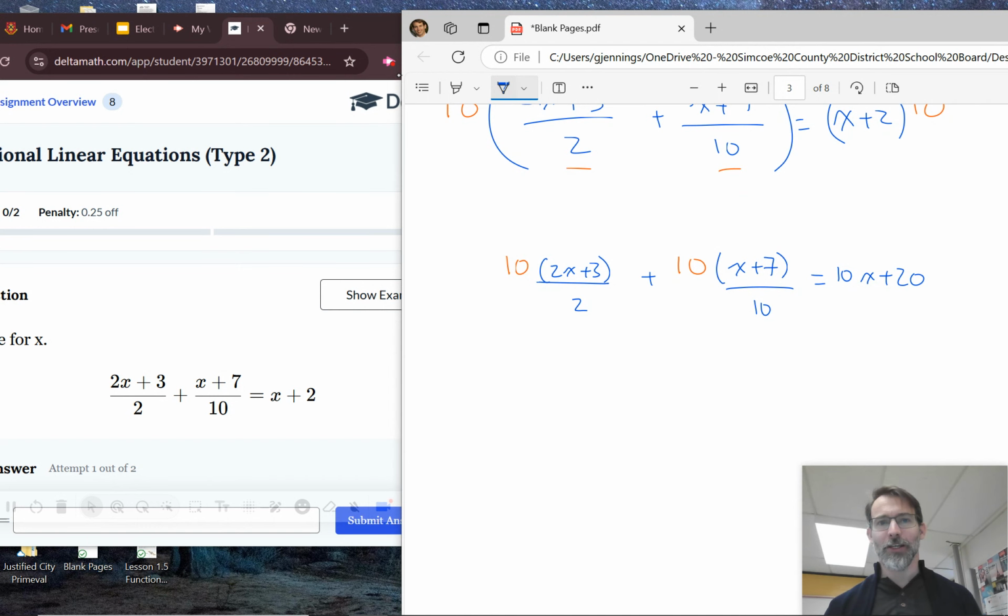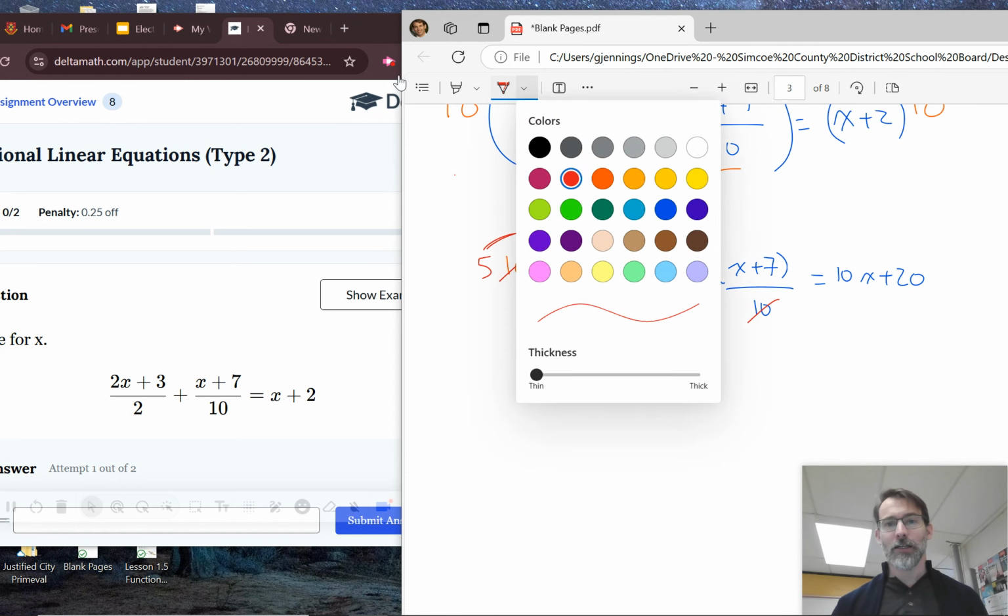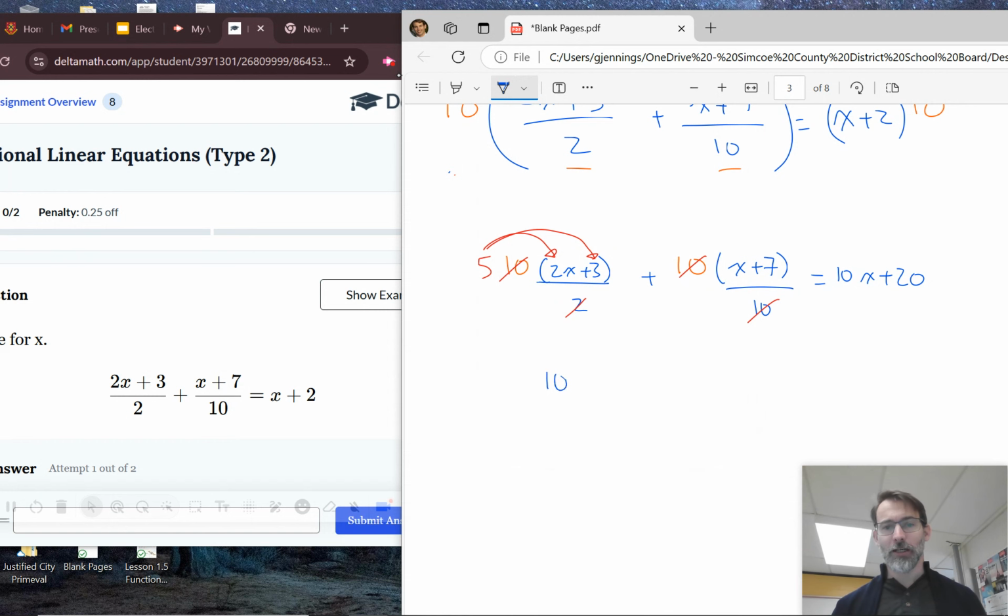Next, we get to get out our cancel pen, the most fun pen in math. This 10 cancels that 10. 10 divided by 2 is 5. So that's cool. Now we're going to distribute this in. So 5 times 2x is 10x plus 15 is equal to, this is just one copy of x plus 7, so I don't know why I have an equal there. Plus x plus 7 equals 10x plus 20.